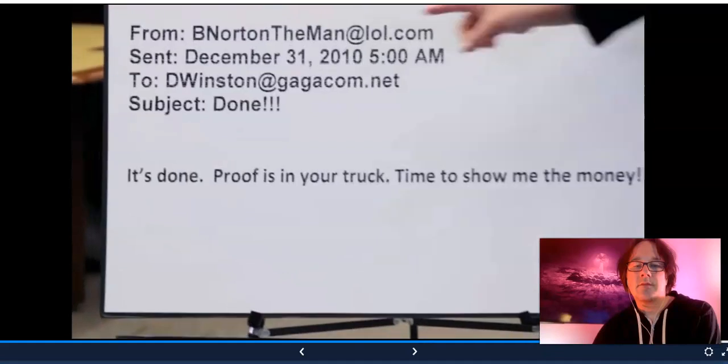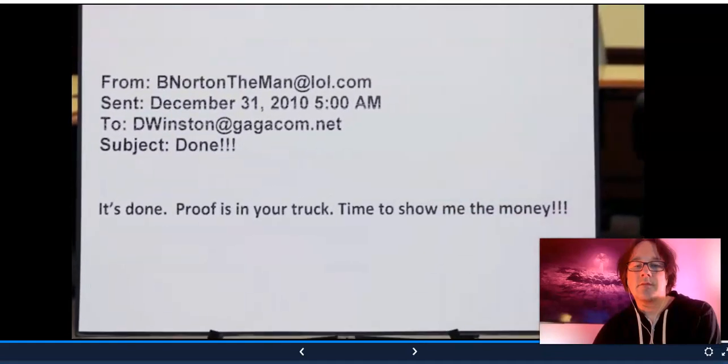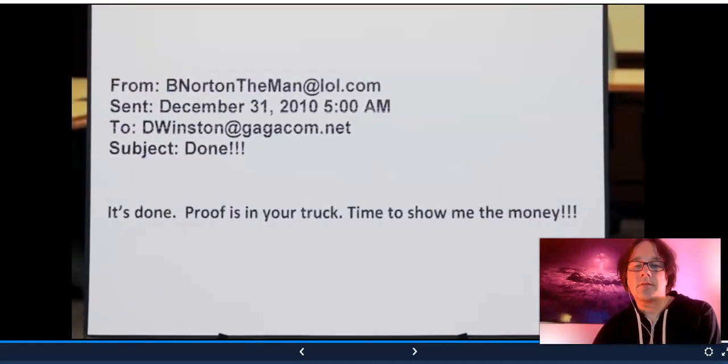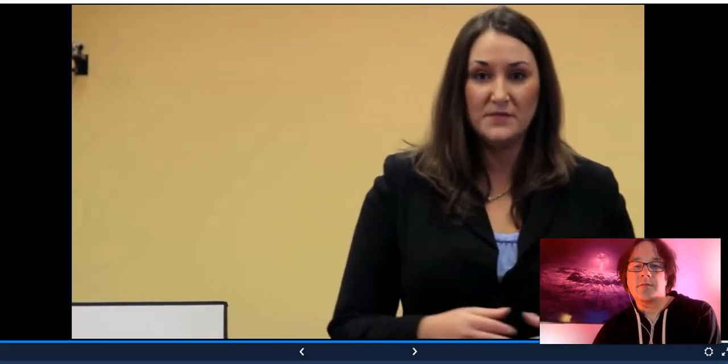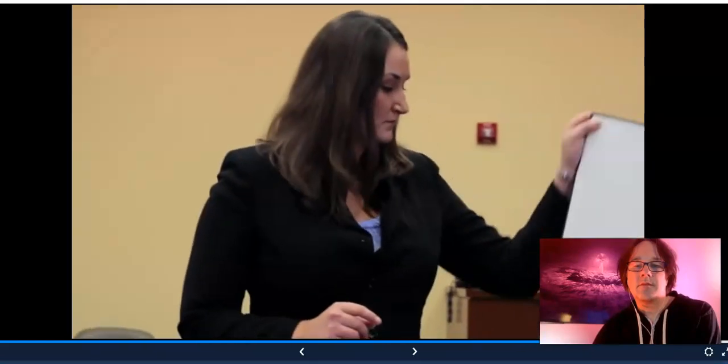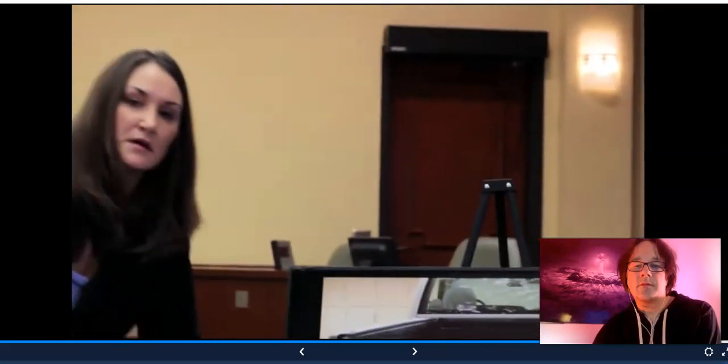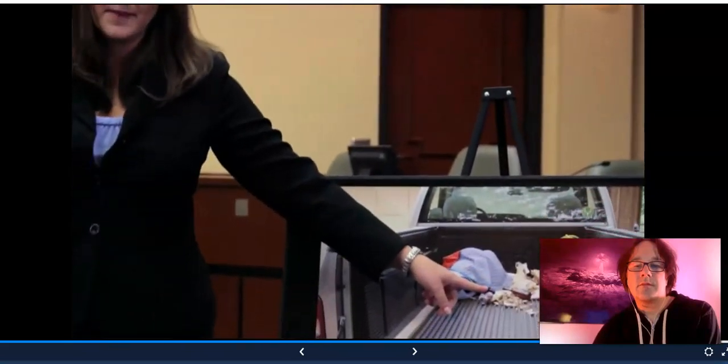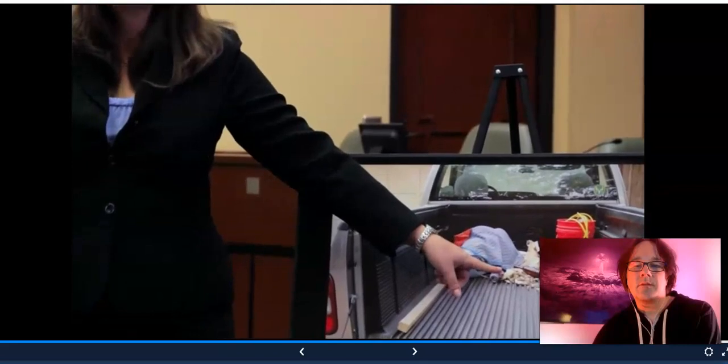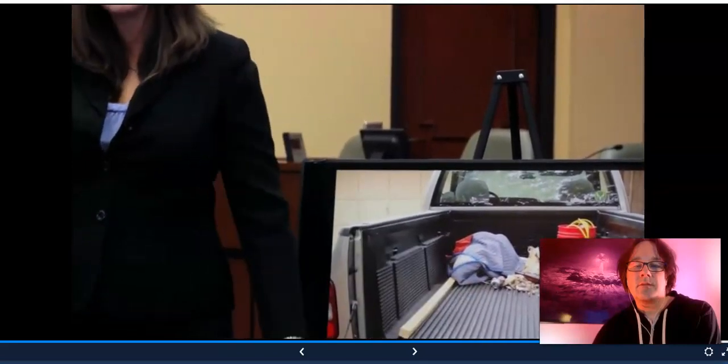You saw that today, too. It's done. Proof is in your truck. Time to show me the money. The thing that was done, Nancy Mason had disappeared. Her body had been dumped to the depths of Canyon Lake. The proof? You saw that. Here it is. Nancy Mason's severed hand sitting in the back of the defendant's pickup truck, just like he asked.